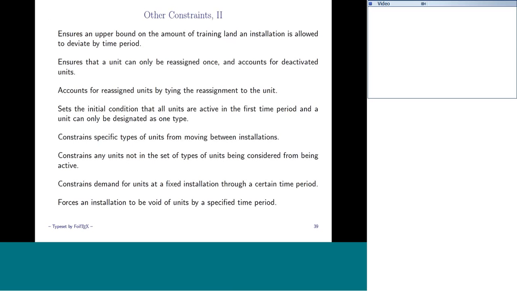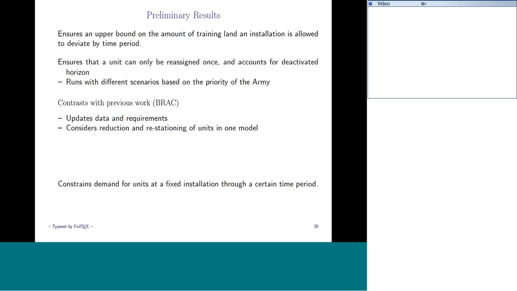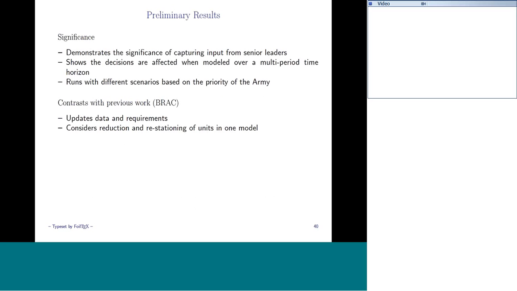We also have initial conditions to account for. Certain units can't move to certain installations. We have other things on the demand for units at certain locations. Some installations we know they're going to close, and so the units have to have left by a certain time period. So we have a lot of these kind of requirements to consider. And so what we're trying to do is demonstrate the significance of capturing the input from the senior leaders to get all these constraints correct.